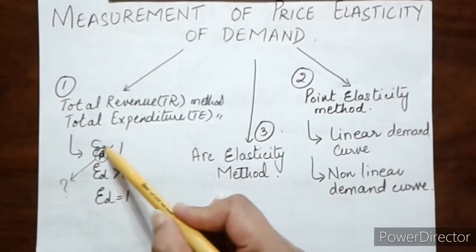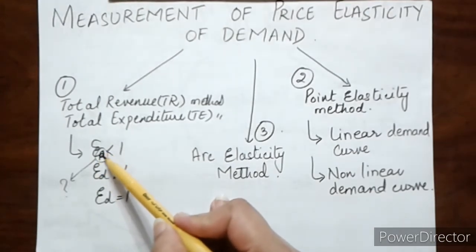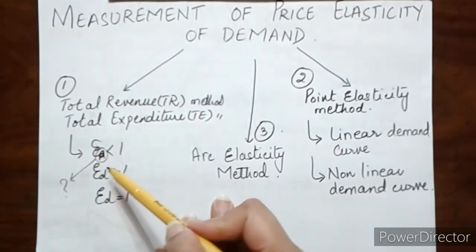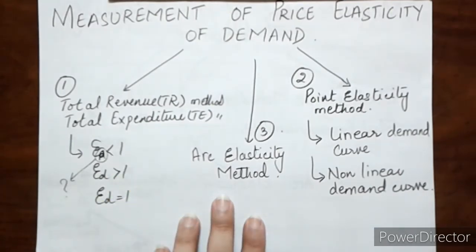I have written a circle over here just to tell you that it's better to write EP to show price elasticity of demand, or you can also write ED, but EP is a better option.